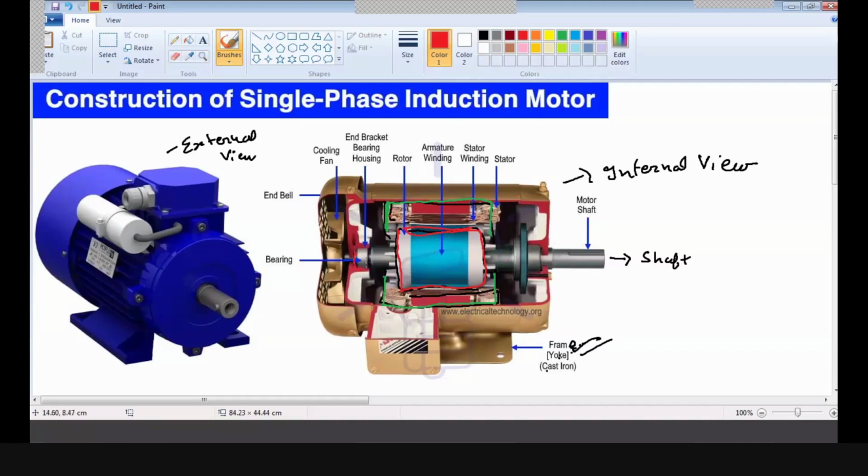And this is the bearing, to reduce the friction occurring during rotation of the rotor. It reduces the noise and also the friction. Then this is the cooling fan and the bell. Other parts are also there, such as the bracket and bearing housing. Inside this stator you can see the winding housed inside it, called the stator winding. Inside the rotor, you cannot see in this figure, but there are slots, and in those slots the windings are also housed. That is called the rotor winding.